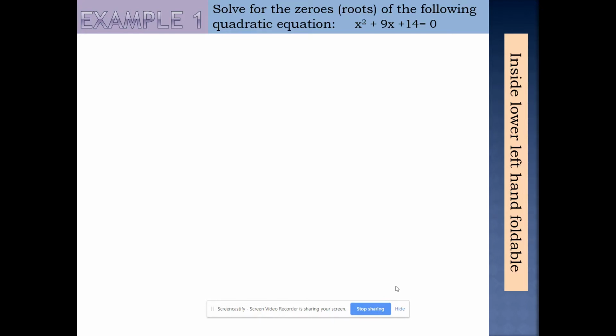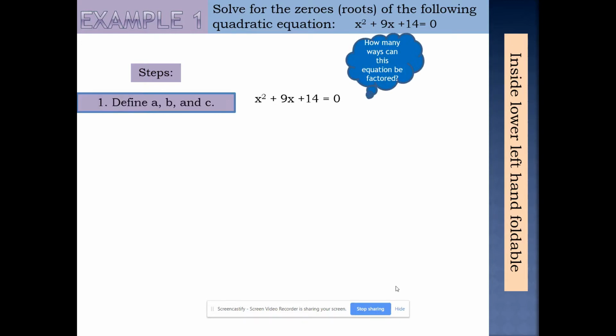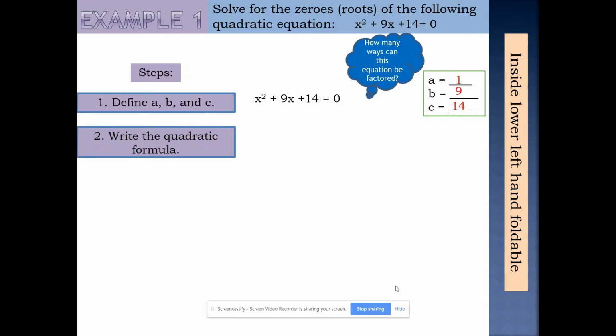All right. So we're solving for the zeros or the roots of the following quadratic equation. This is our example 1. We have x squared plus 9x plus 14 equals 0. So our first step is to figure out what's A, B, and C. So A is 1, B is 9, and C is 14.